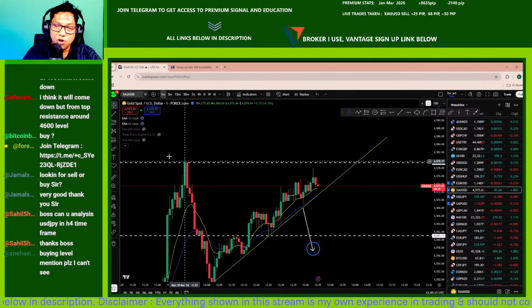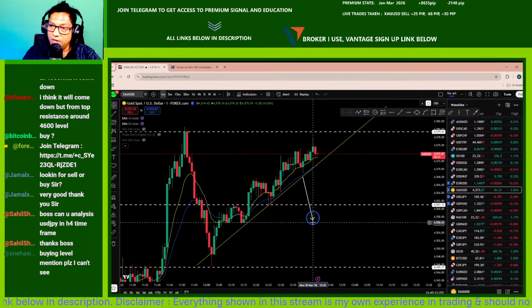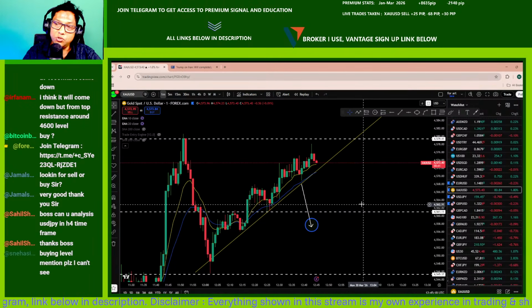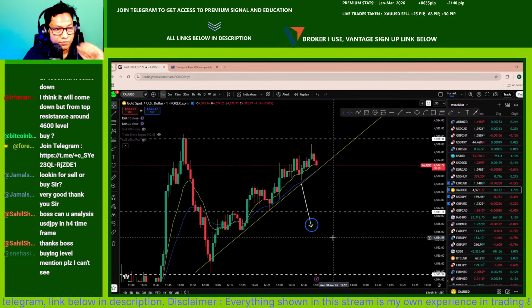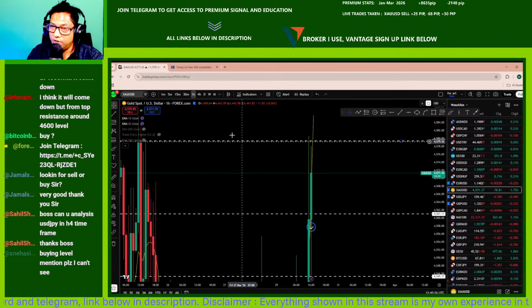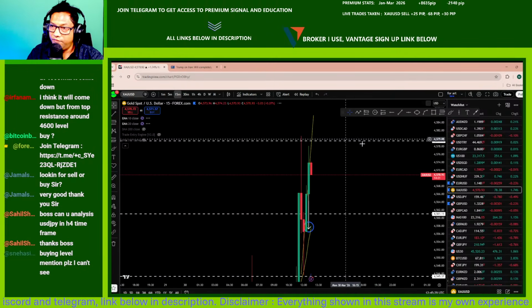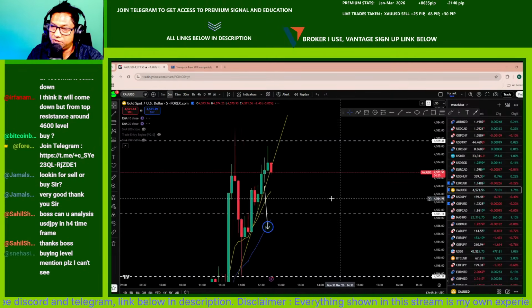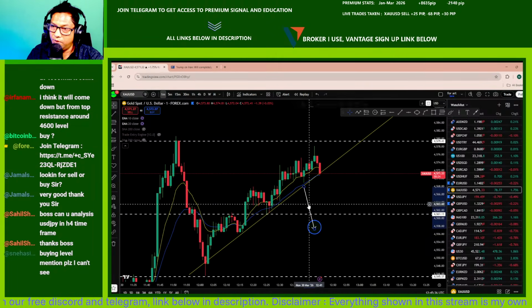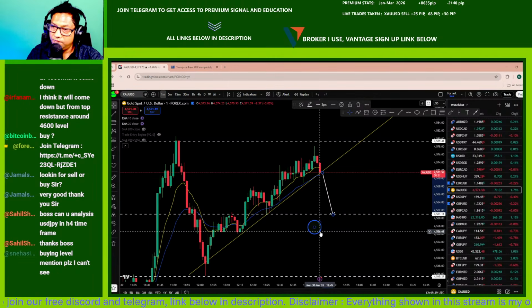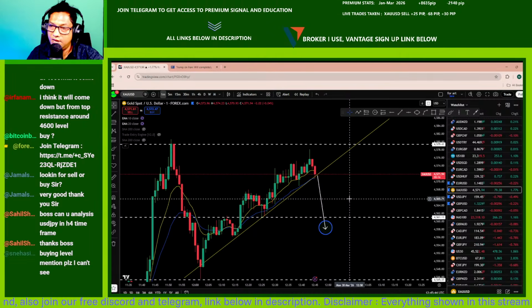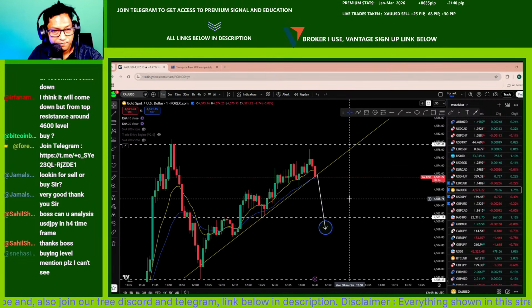Buying level mentioned, please, I can't see. So no, we are not buying at this level here at 4561, not blindly. We want to see a break of structure, and then we will be looking for that buy. So I'm looking at the 1 hour, 30 minutes, 15 minutes, 5 minutes, the multiple time frames, and the 1 minute. So if the market breaks below this structure, that is where we will be looking at that entry in this market.